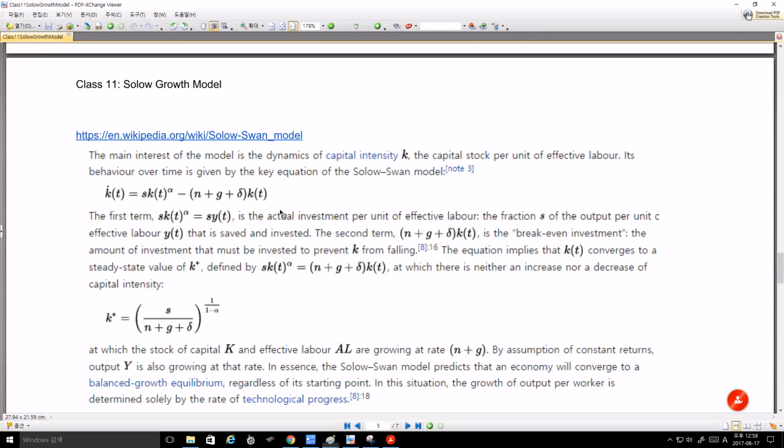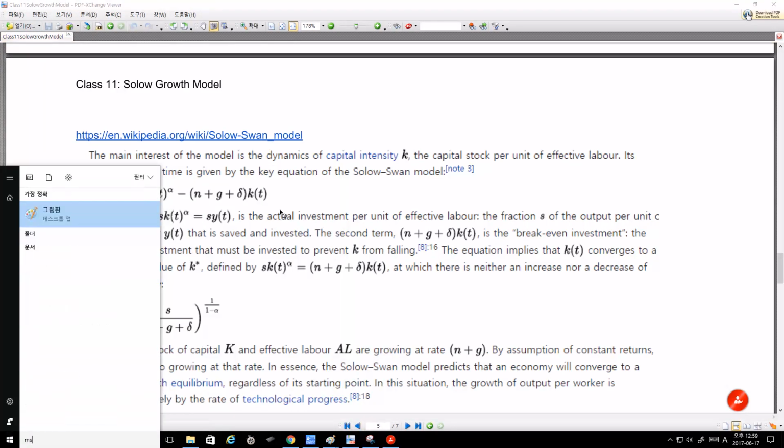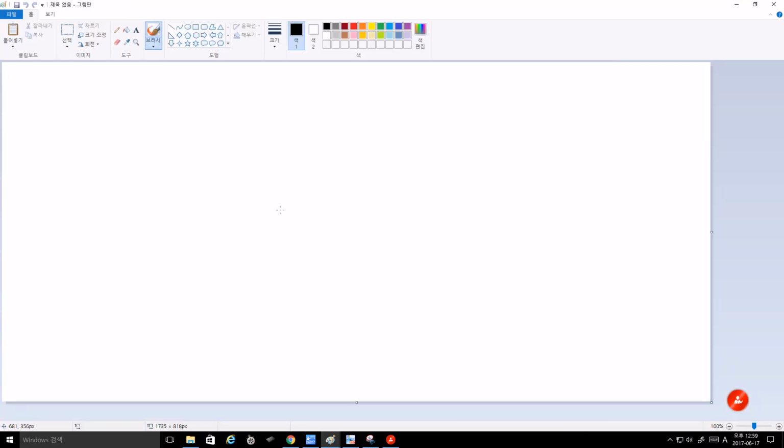What it means is that we will have a very fun thing. Well, this is the level, and we have this one. Here, the x-axis is small k, capital per effective labor. Then we can draw something like this.